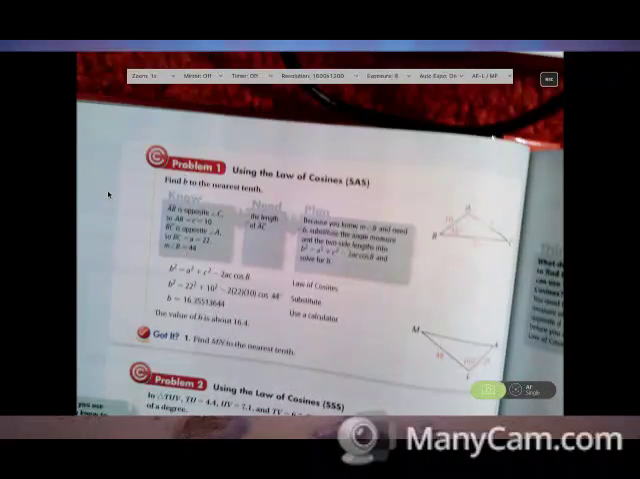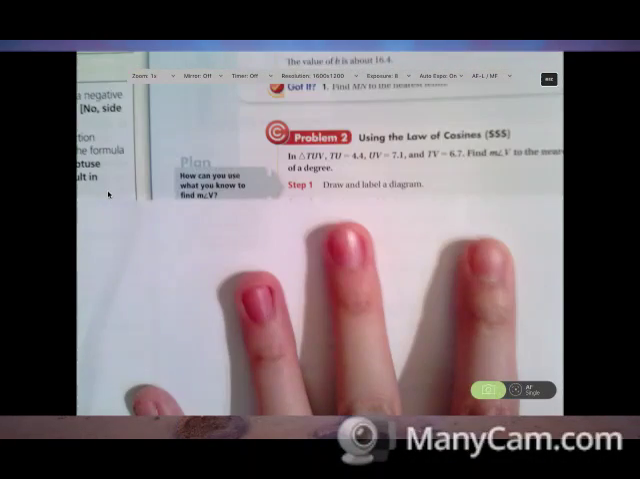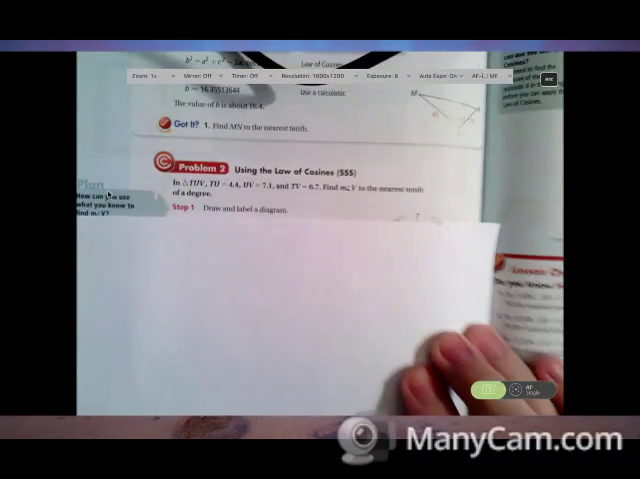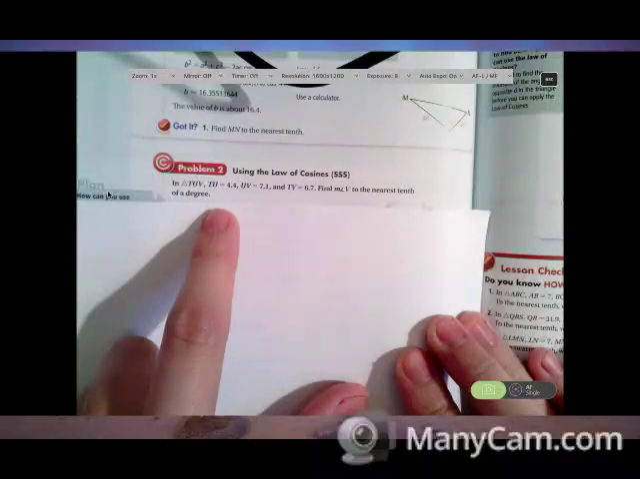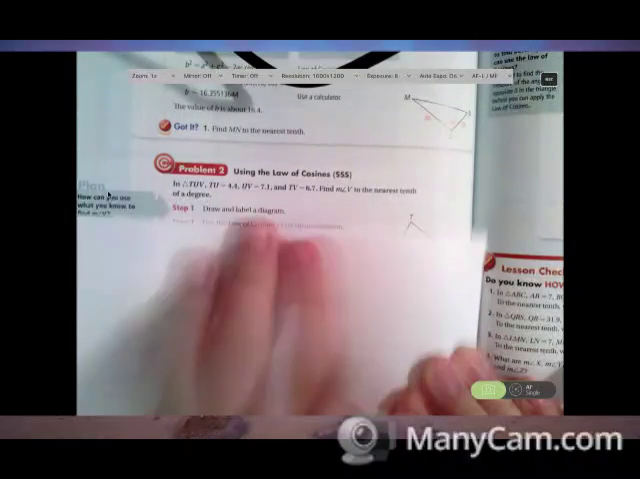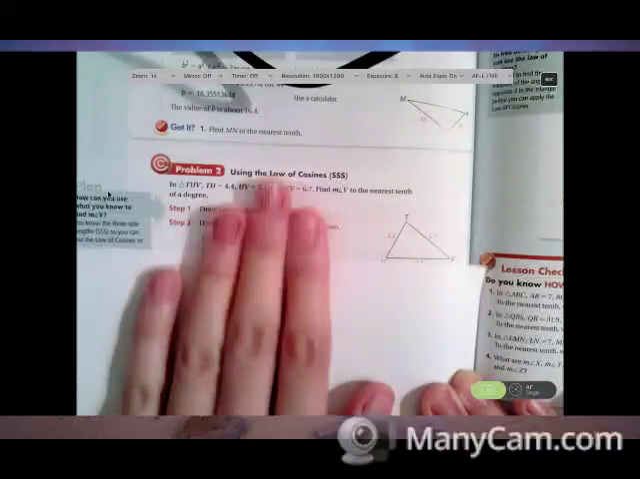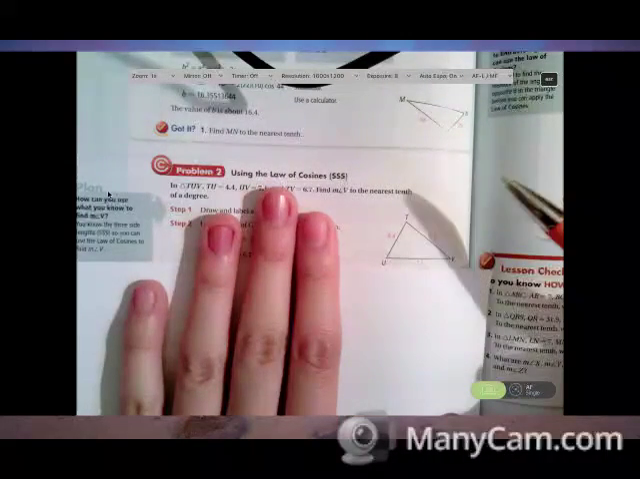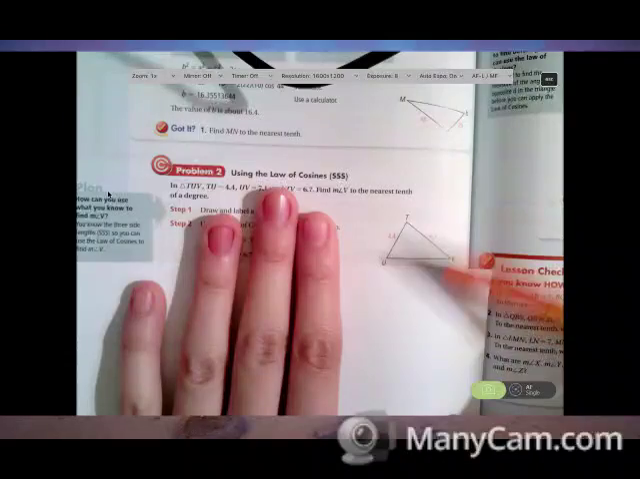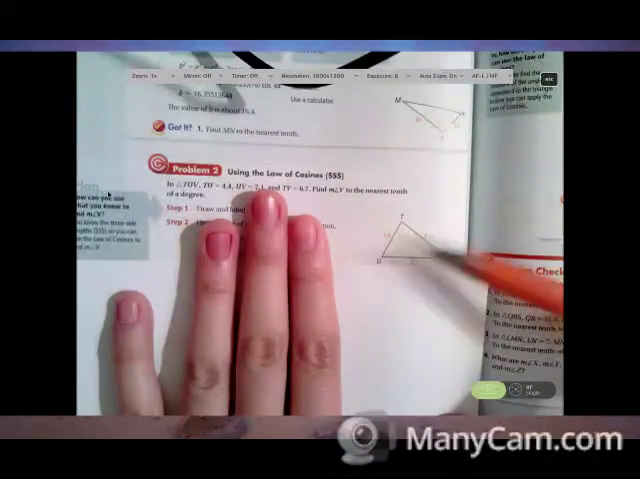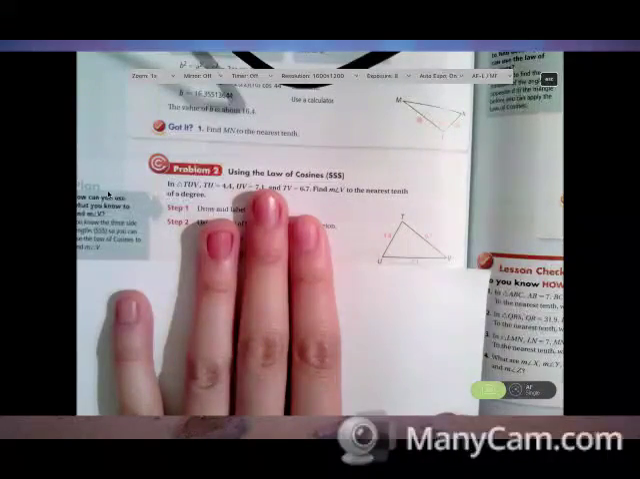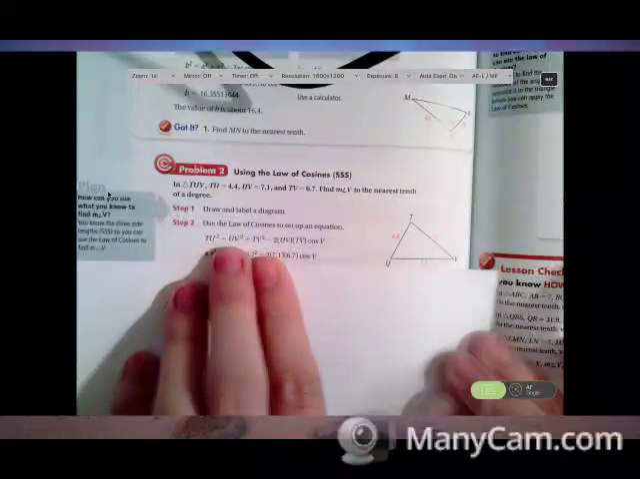All right, problem 2. In triangle TUV, TU equals 4.4, UV equals 7.1, TV equals 6.7. Find angle V to the nearest tenth of a degree. So when you draw everything, this is what you have. And like we did in chapter 5, we had triangles like this before. But now I can actually tell you how to solve for the angle rather than give you a range. So we use the law of cosines.